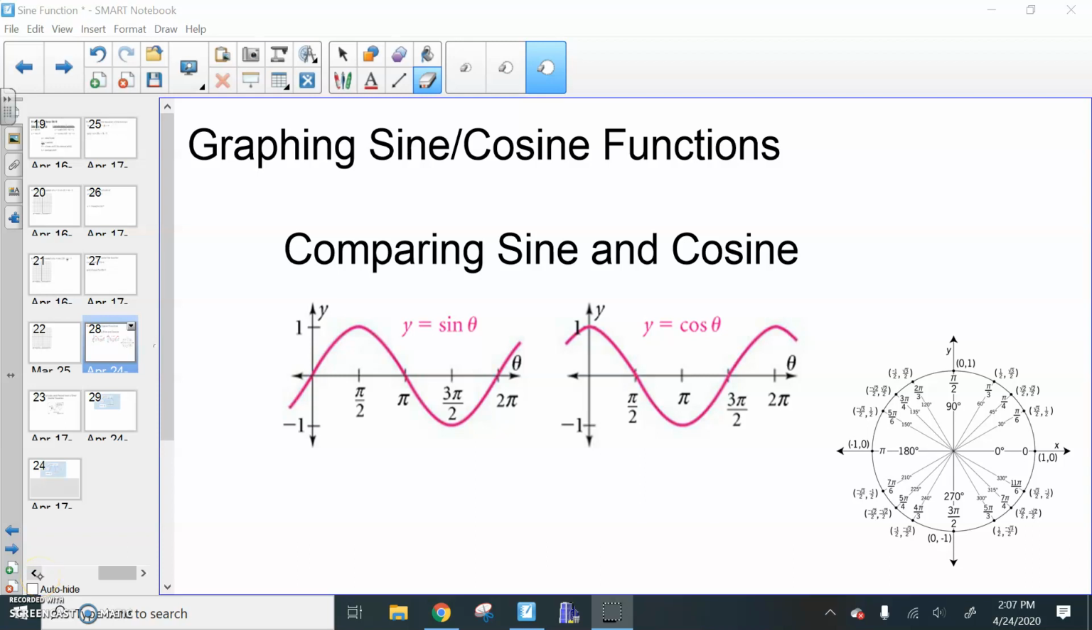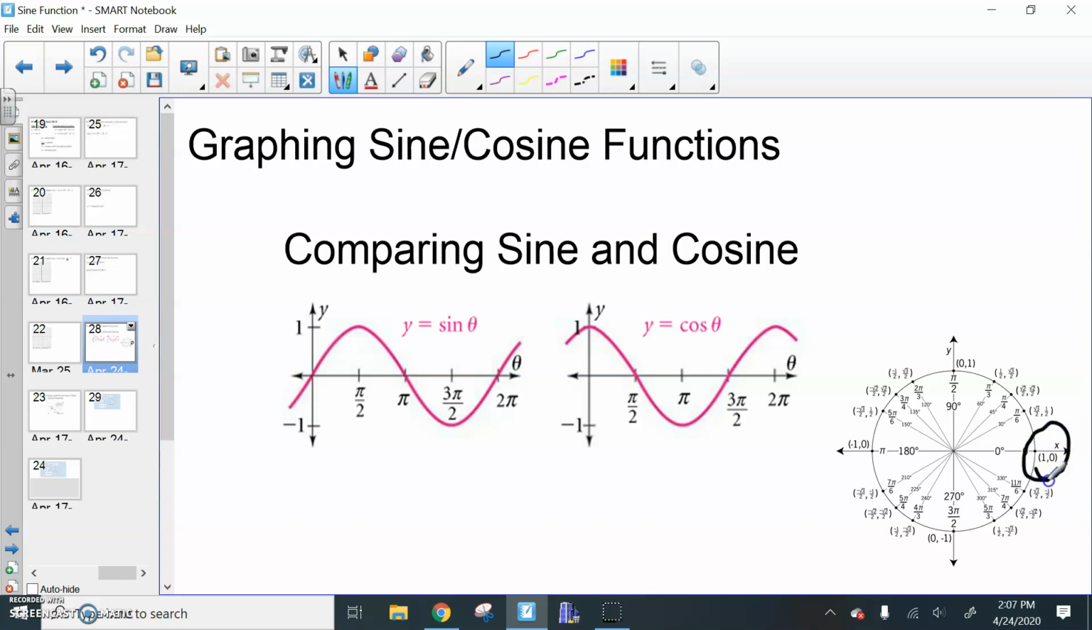Hey everybody, we're going to be looking at graphing sine and cosine functions. Before we jump right in, I want to compare sine and cosine and what their graphs really look like. And it all actually boils down to the unit circle.